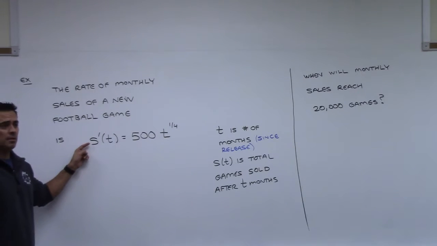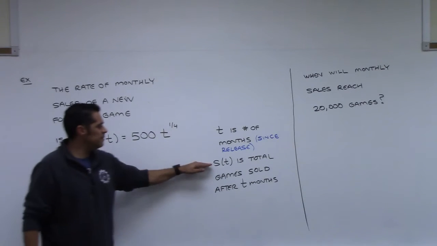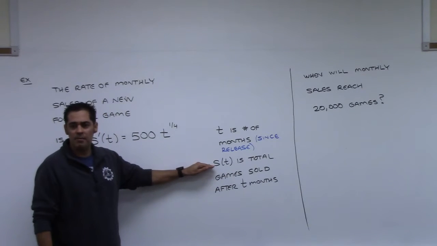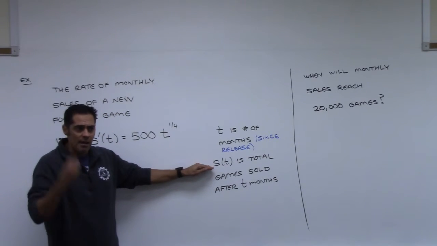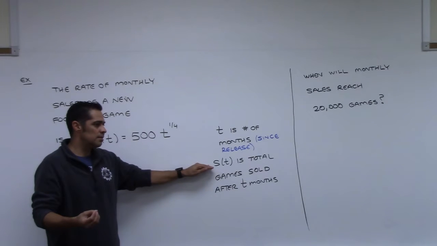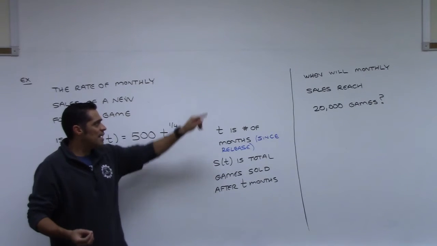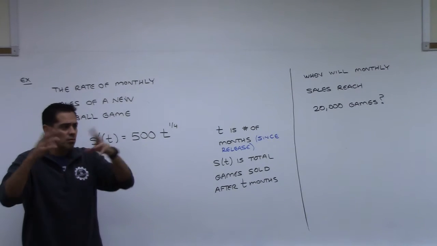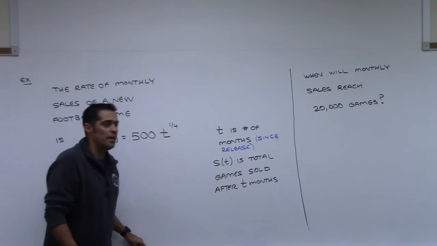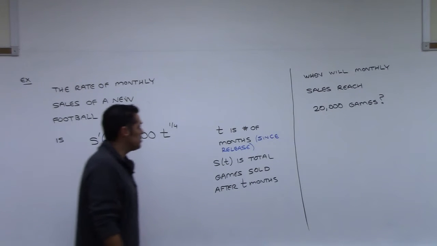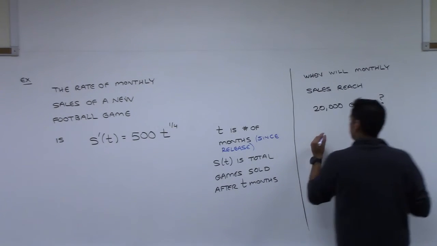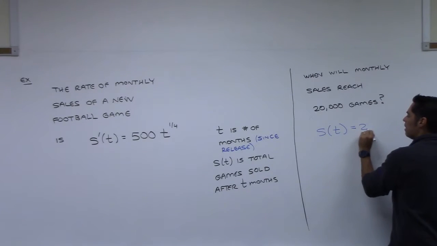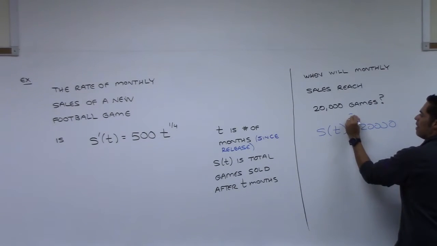Not S prime. See, S of t, not with the derivative, that's the rate of change. This is how many games you've sold, right? S of t gives you how many games you've sold after t months. This is asking you at what value of t, so when are your total sales going to be 20,000? So this question is asking you, when will S of t equal 20,000? That's the question.